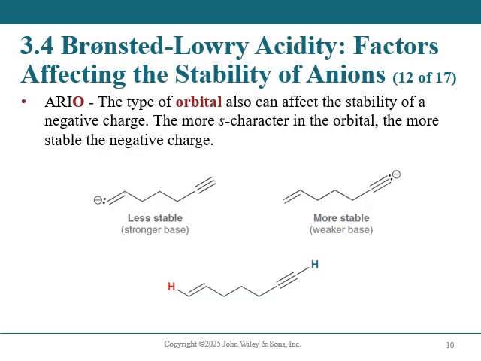The larger the s character in the orbital, the more stable the negative charge. And as you know, when you go from sp3, s is just 25%, sp2, that'll be 1/3, so 33%, sp, that's 50% s character. So you went from 33% s character to 50% s character. This will make for a more stable compound.